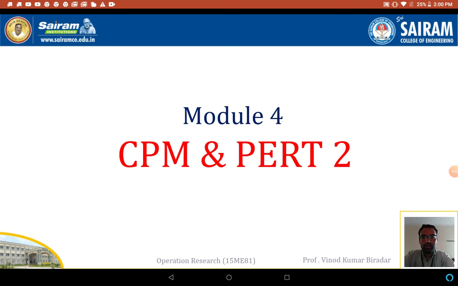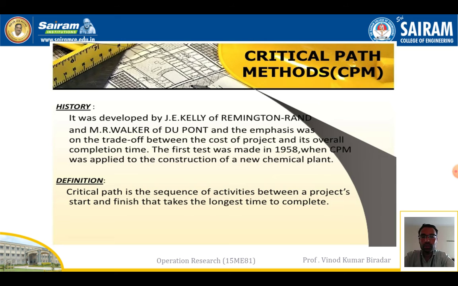Today we will give a brief introduction about CPM and PERT techniques, which we use nowadays in all project sector areas. Let me explain what we mean by critical path, that is the critical path method. The definition says the critical path is a sequence of activities in a project, from start to finish, that takes the longest time to complete the given task. That is about the critical path.